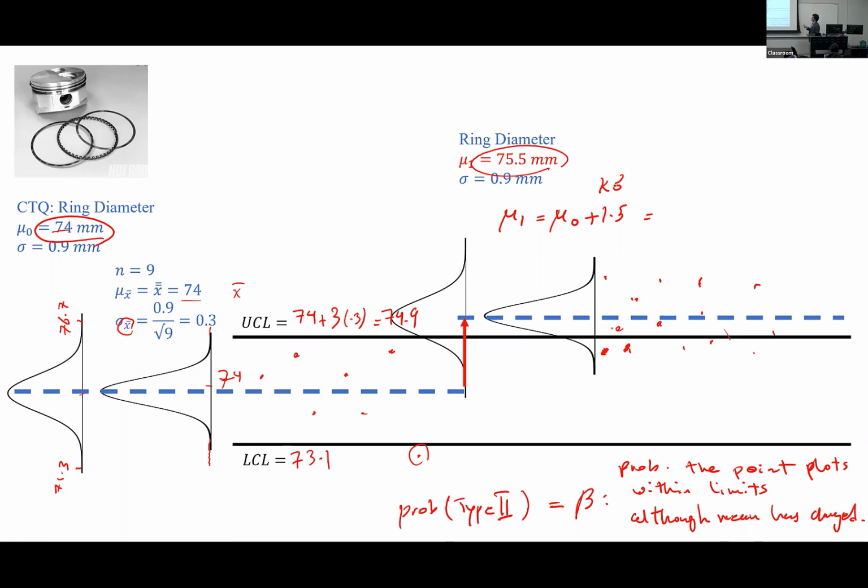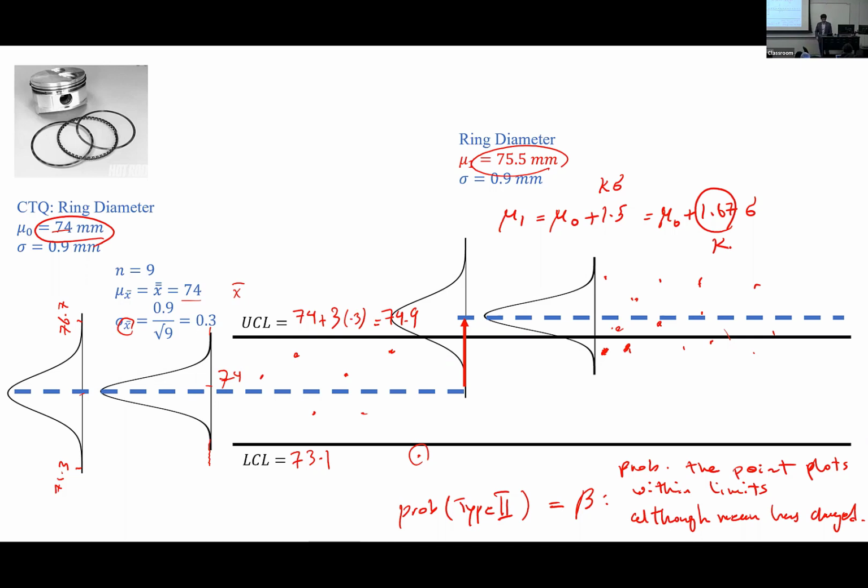15 divided by 9, which is 5/3, which is 1.67. So it's mu naught plus 1.67 sigma. So that we call K. So this is what's actually happening, and I'm trying to find the parameter K, which will help me in the next slide, calculating beta as a function of K, amount of shift.